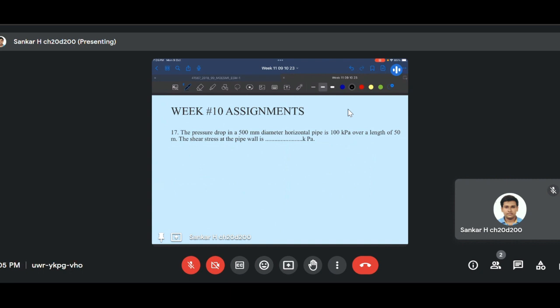Okay, question number 17. The pressure drop in a 500 millimeter diameter horizontal pipe is 100 kilopascal, sorry, 10 raised to 5 in SI units, over a length of 50 meters. We just have to find the shear stress at the pipe wall.